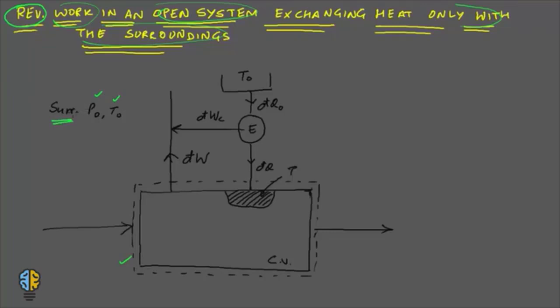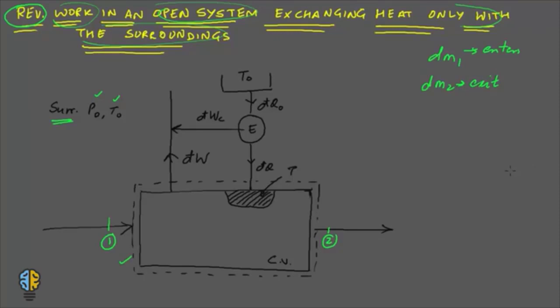Now let us say a mass dm1 enters the system at state 1. So this is the entry to the system, and the state is state 1. This is the mass that enters. Now let us say mass dm2 exits the system at state 2. So this is the exit and this is state 2. This is the mass which is at exit.